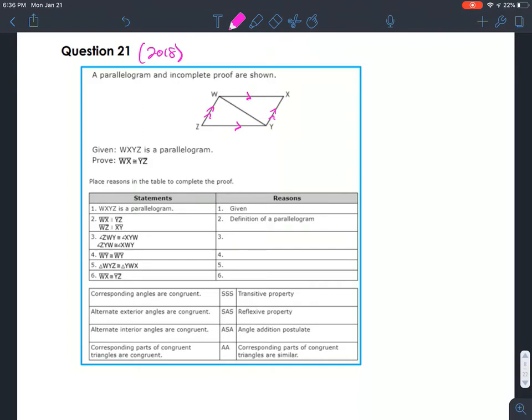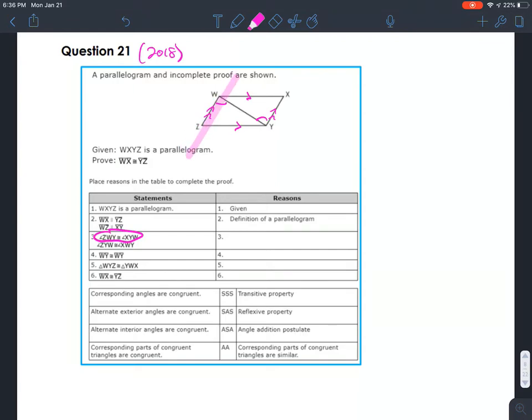So we have the given in there, it's a parallelogram. And then we have that the opposite sides are parallel in statement 2. That's the definition of a parallelogram. Check. Let's examine what this is. Angle ZWY, that's this one here, is congruent to angle XYW. What's this one here? So why would that be true?